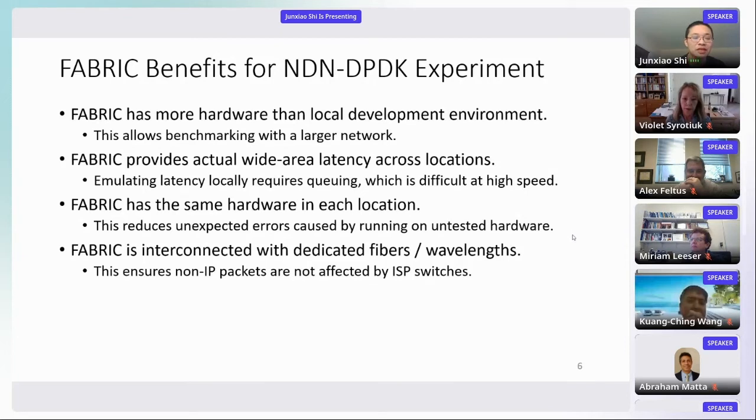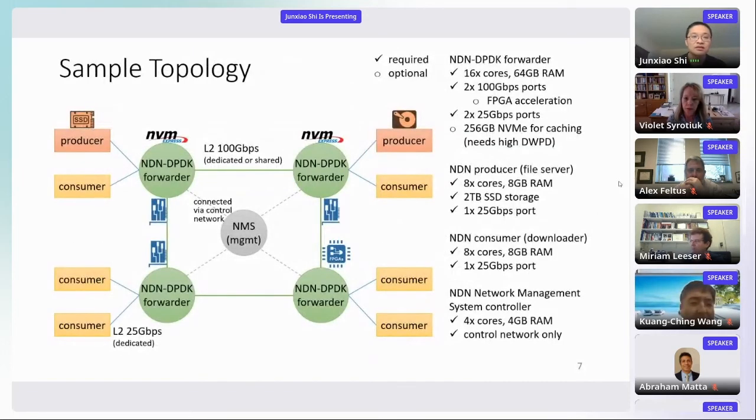And finally, Fabric is interconnected using dedicated fibers and wavelengths. This ensures non-IP packets will not be affected by the service provider's switches. So this is a sample topology of how the experiment could work, but topology can be designed many different ways. The green nodes are the NDN DPDK forwarders. We can put 4 of them in different cities on the Fabric network, then interconnect them at layer 2 100G links. The bandwidth could be either dedicated or shared.